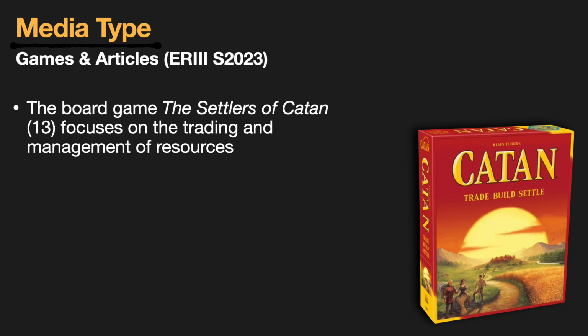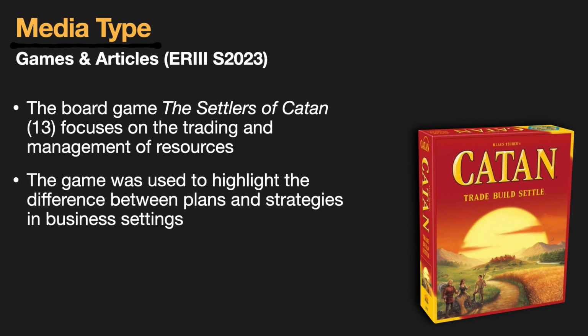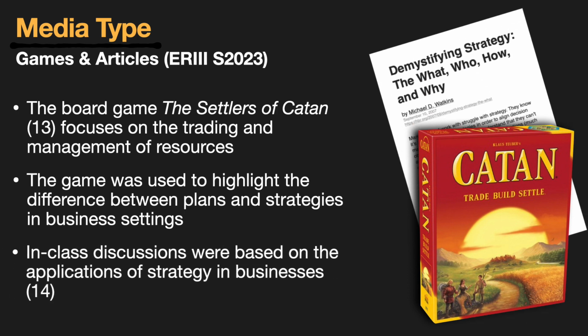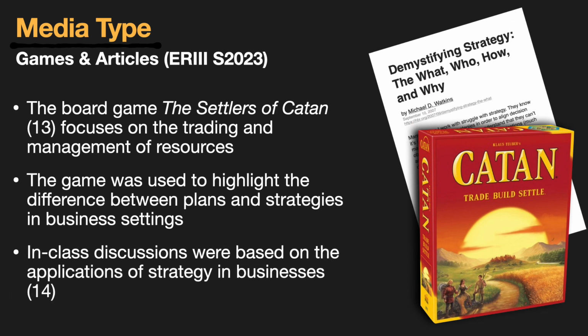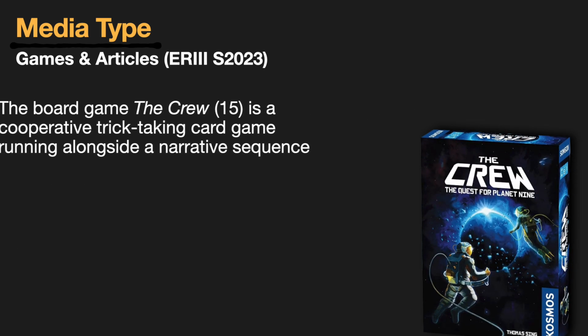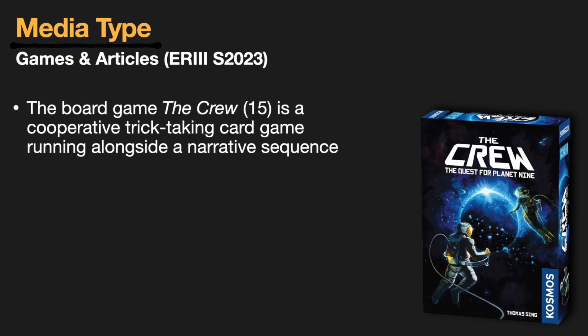In the next English reading class in the spring semester of 2023, the board game The Settlers of Catan about the trading and management of resources was used to talk about the differences between plans and strategies in competitive business scenarios. To that point, an article talking about various applications of strategy in business was used to bridge the content of the game to this curricular goal. In the latter half of the semester, the board game The Crew, The Quest for Planet 9 was played.